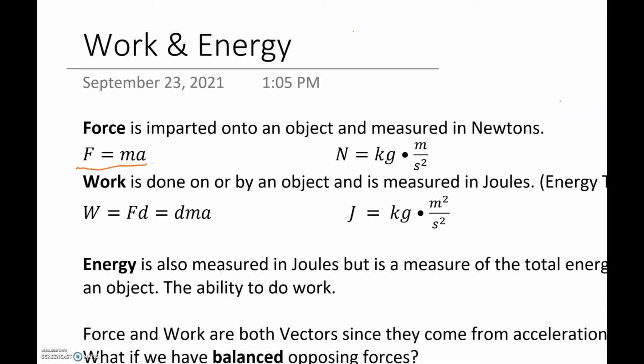So the formula for force is F equals ma. So F is force, m is mass, and a is acceleration. So if you remember from previously, when we talked about vectors and scalars, acceleration is a vector, that means it has a direction, which also means that force is going to be a vector.